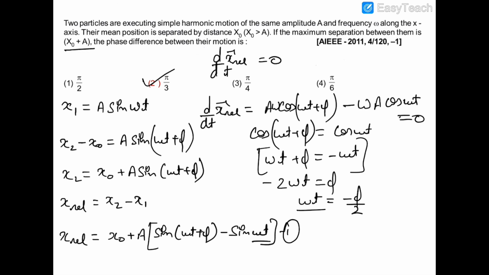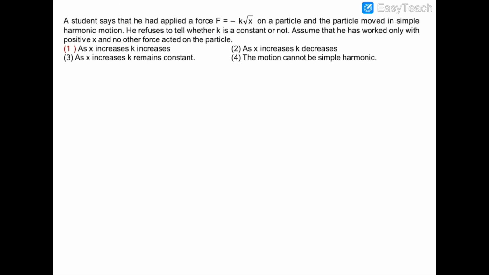Now let's move on to the next question. In this question, a student says that he had applied a force of F is equal to minus k root x on a particle, and the particle is moving in simple harmonic motion. He refuses to tell whether k is constant or not. Assume that he has worked only with positive x and there is no other force acting on the particle, and he is telling the truth.